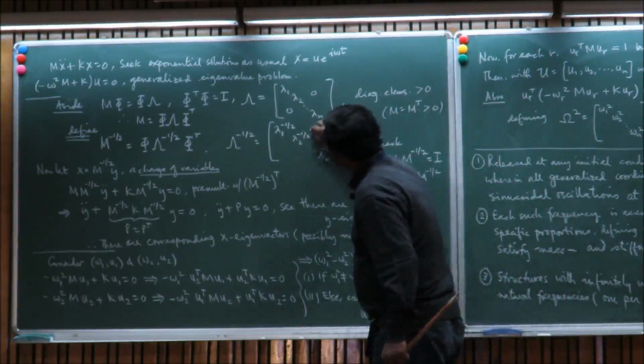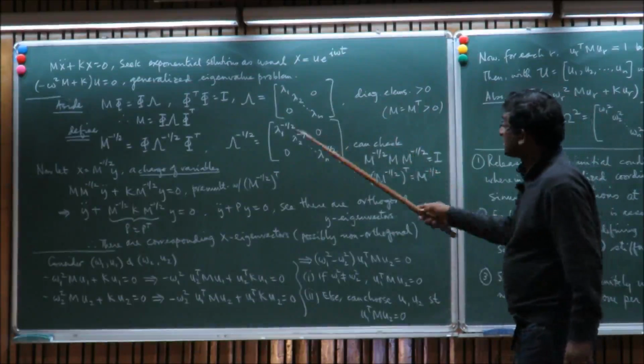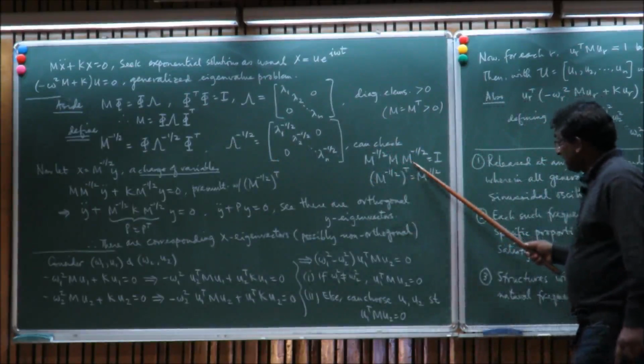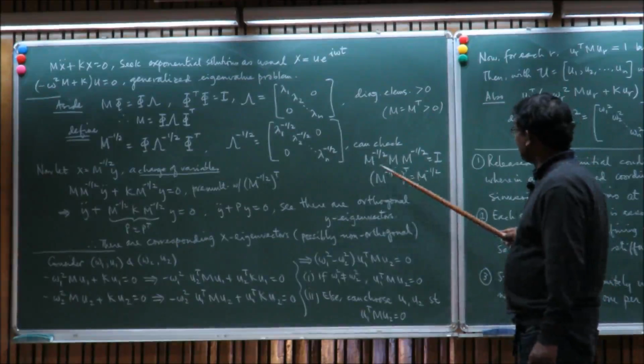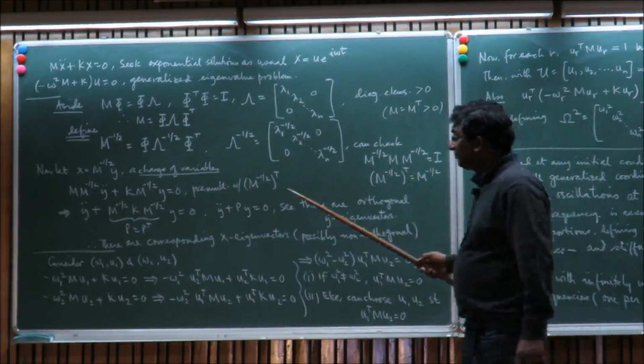and zeros elsewhere, and you can check by substitution that m to the minus half times m to the minus half is in fact the identity matrix. We will need this now, and also that m to the minus half is symmetric.